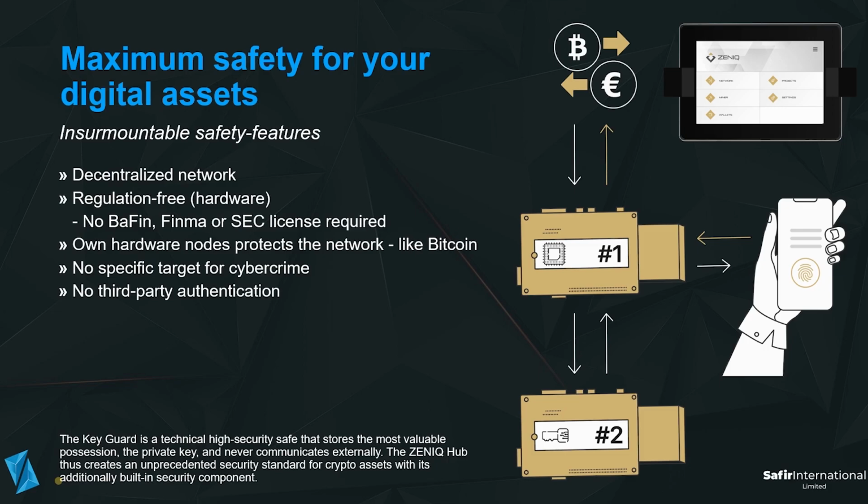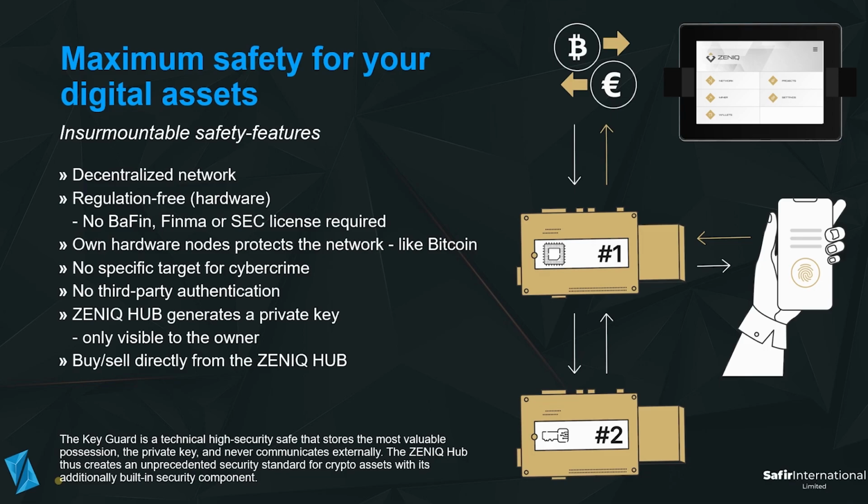Your Zeniq Hub, as we said, generates your private key in offline mode and stores it in offline mode, so it's only visible to the owner. And you can buy and sell directly from your hub, meaning you don't have to leave this ecosystem, and it's an all-in-one place for trades, investments, tokenization projects, and so on. And there will also be a Zeniq Academy / university where you can learn about cryptocurrencies and stuff.